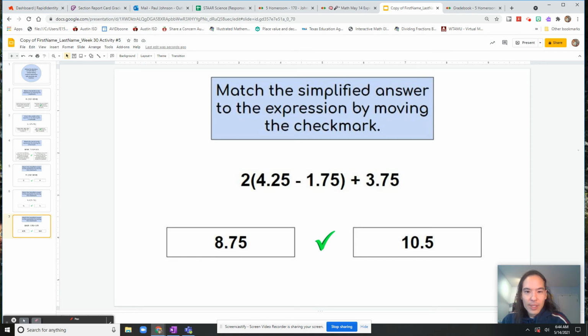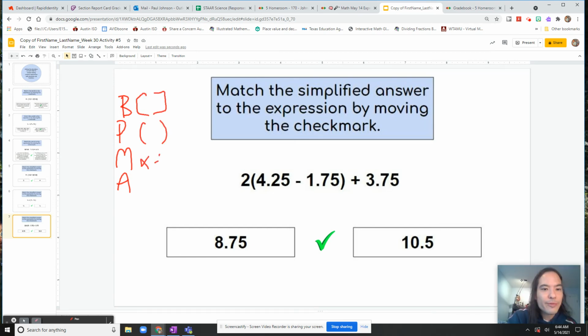Okay. This last one. Once again, we're gonna use BPMA. Brackets, parentheses, multiplication, division, addition, subtraction. All right. So the first thing we need to do, put on our bracket goggles. I see nothing. Take them off. Put on your parentheses goggles. Okay, I see some subtraction.